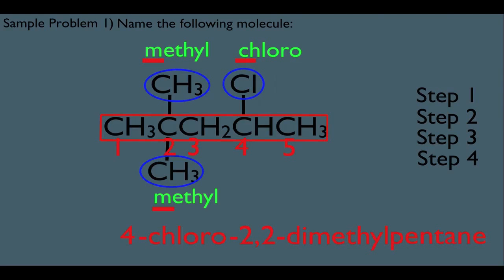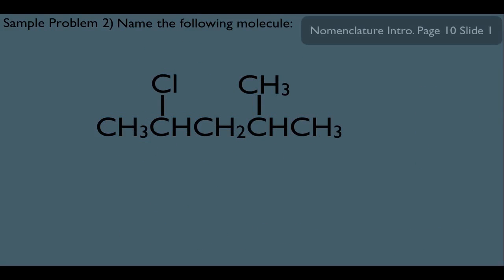But notice, look at this next example here. Watch how the numbering of the carbons, step 2, works in this case. Let's first start with step 1 here. Our longest chain would be this right here, making the parent name of this molecule pentane. Now here it is, step 2.